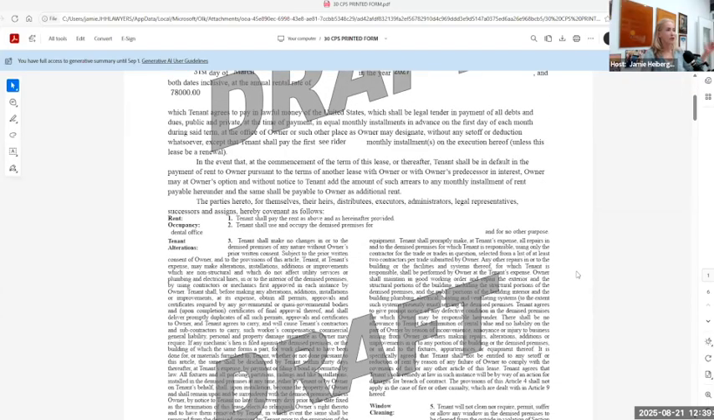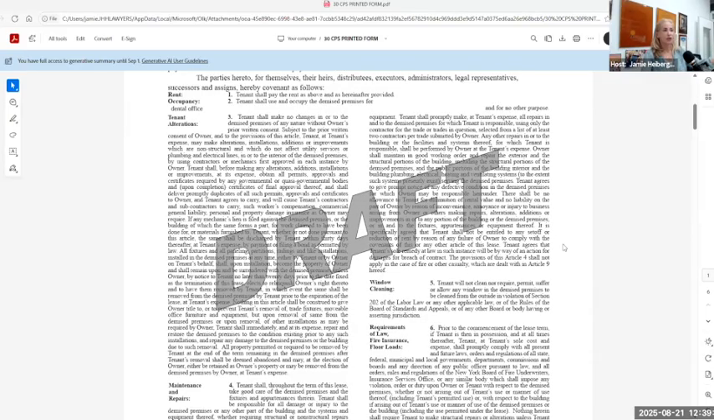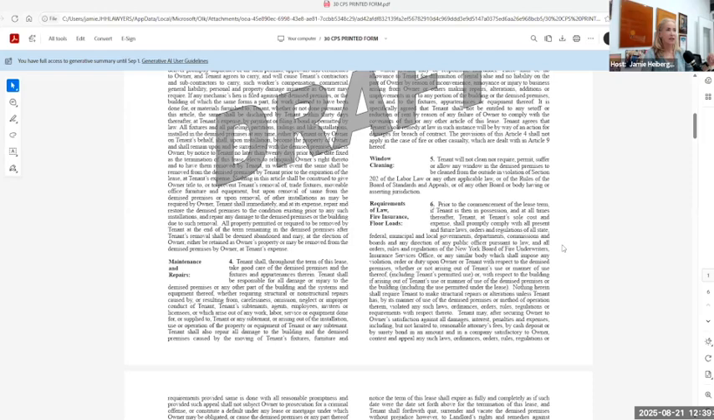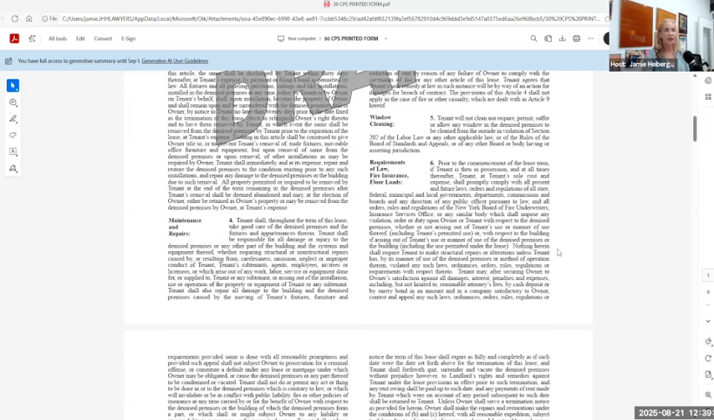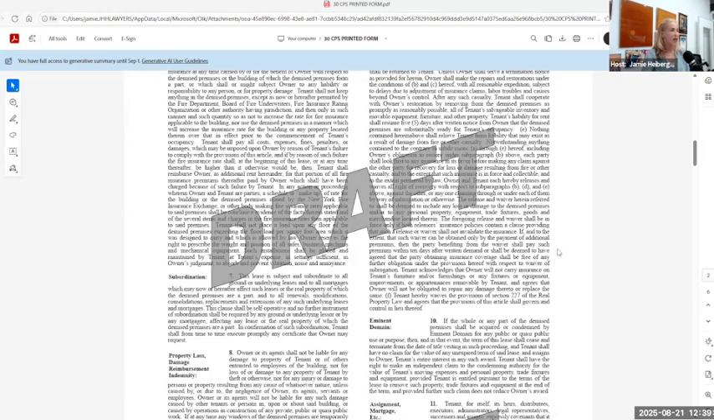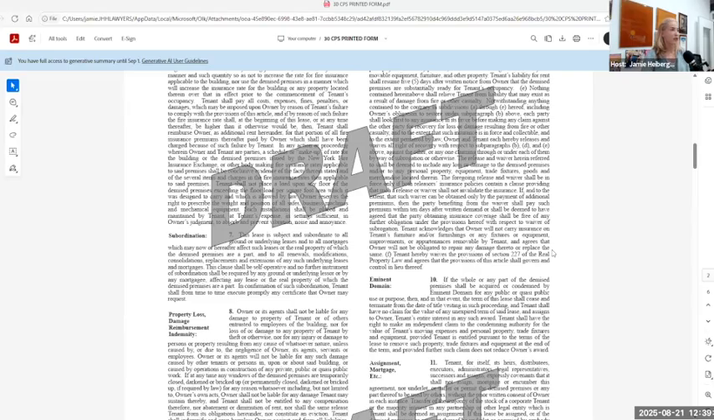So pretty much, lease forms are fairly standard. It talks about who does the alterations, who does the maintenance, window cleaning, legal requirements, subordination. What does subordination mean? It means that if there's a mortgage on the property, the lease is going to be subordinate to that mortgage. Property loss.